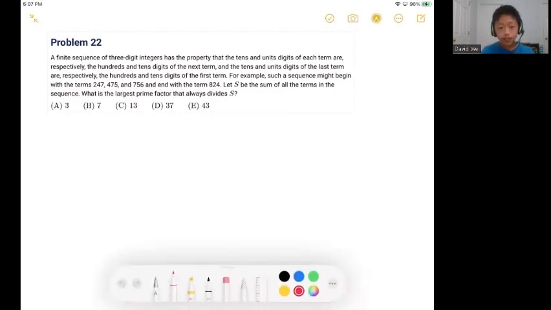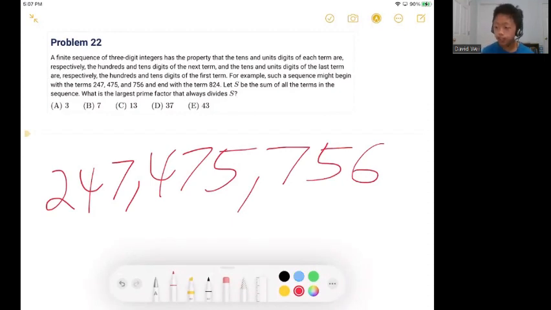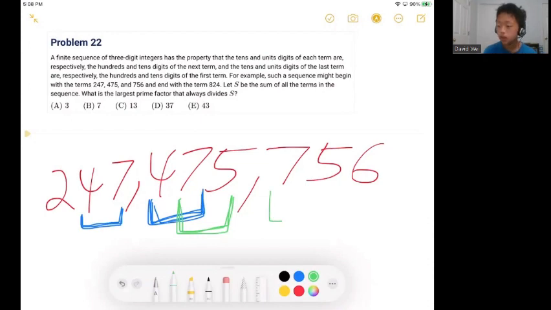So let's first understand why their example works. They start with the numbers 247, 475, 756. What the question is saying, in summary, is that these two digits here, 47, are the tens and units digit of the first number. These two digits are going to form the hundreds and tens digit of the next number. So in this case, 47 over here, 47. Then you look at these two digits, 75. 75 are the tens and units digit of the second number, so they're going to be the hundreds and tens digit of the next number. So 75 appears here.